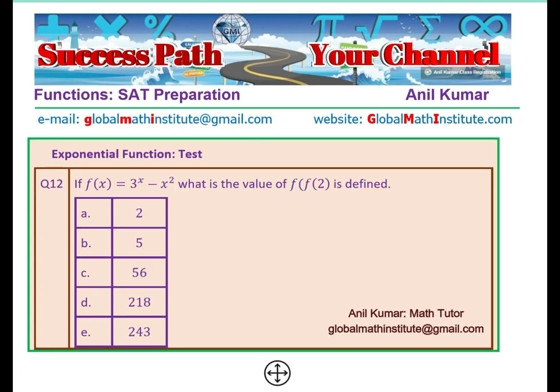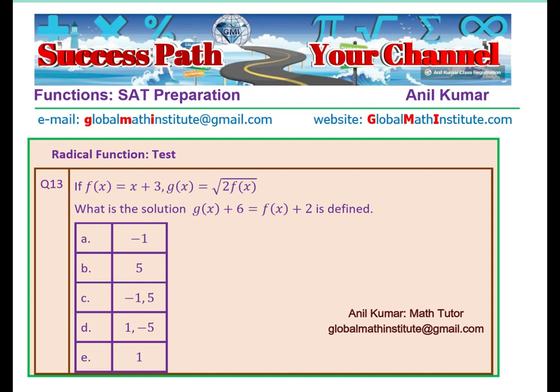Question number 12. So, we this time have a function to be defined, right? Given the values. And the function is f of x equals 3 to the power of x. This is an exponential function, not a linear function. 3 to the power of x minus x squared, correct? Now you need to find the value of f of 2, right? So I made a typing mistake, one more bracket should have been there. Correct. So let's move forward.